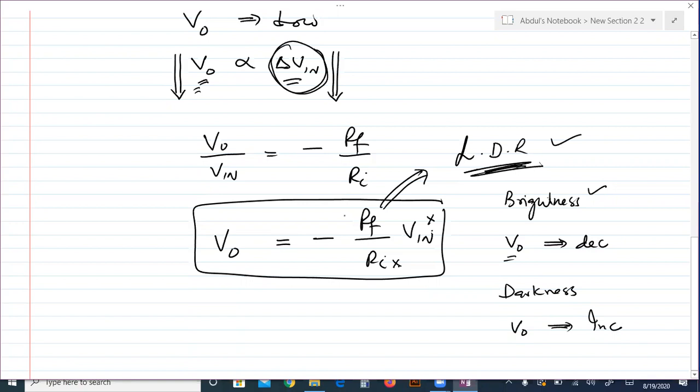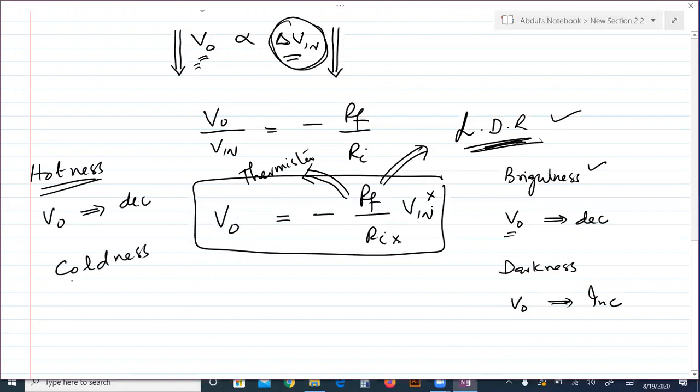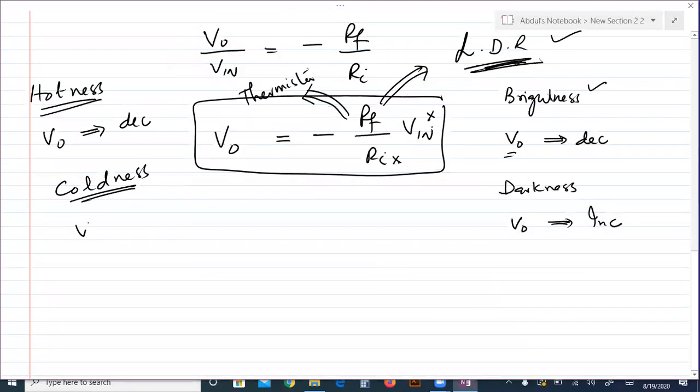And similarly, if this feedback resistor is replaced with a thermistor, when there's a high temperature, when there's hotness, resistance of the thermistor is low, so the output from the operational amplifier decreases. But when there is coldness in the surrounding, low temperature, resistance of the thermistor will be high. So voltage output from this operational amplifier will be large, will increase.